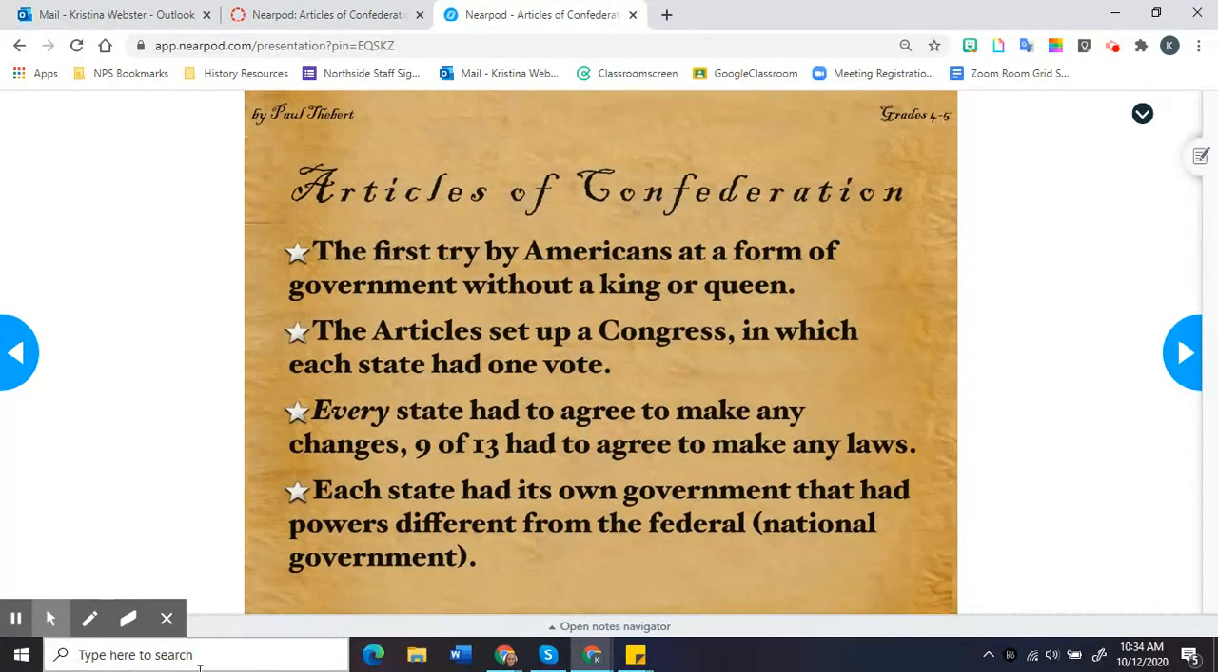The first try by Americans at a form of government without a king or queen. The Articles set up a Congress in which each state had one vote. Every state had to agree to make any changes. 9 of the 13 had to agree to make any laws. Each state had its own government that had powers different from the federal, which is the national government.